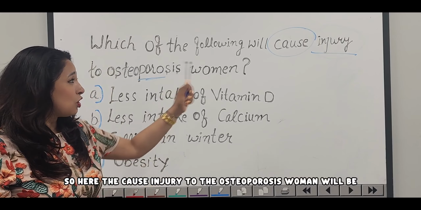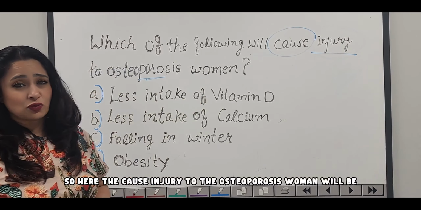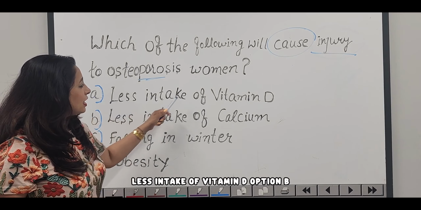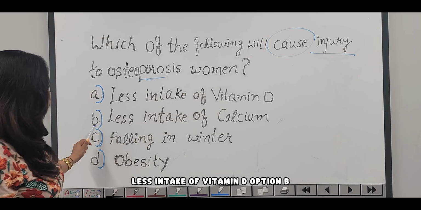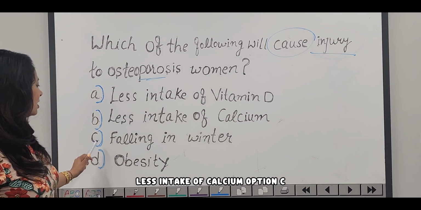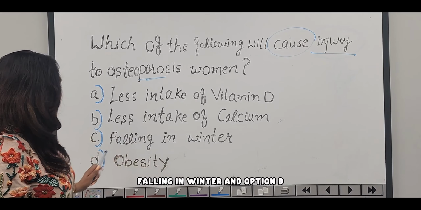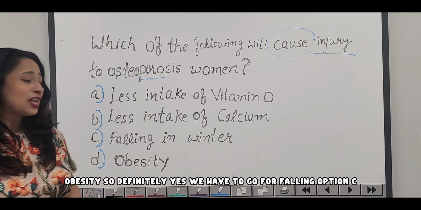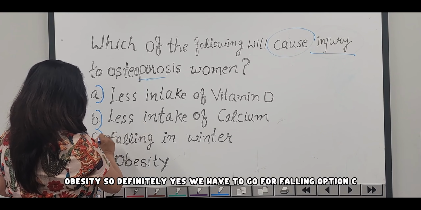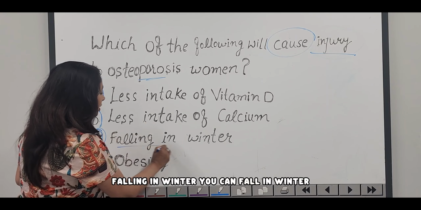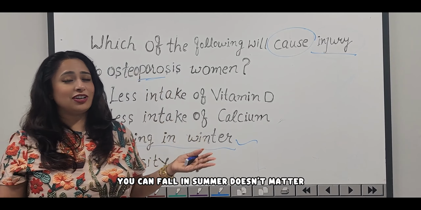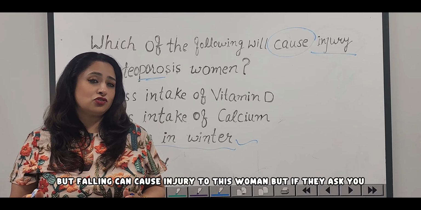So here, the cause of injury to the osteoporosis woman will be, let's see what the options are. Option A, less intake of vitamin D. Option B, less intake of calcium. Option C, falling in winter. And option D, obesity. So definitely yes, we have to go for falling, option C, falling in winter. You can fall in winter, you can fall in summer, doesn't matter, but falling can cause injury to this woman.